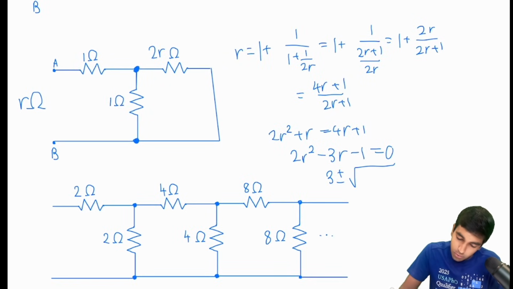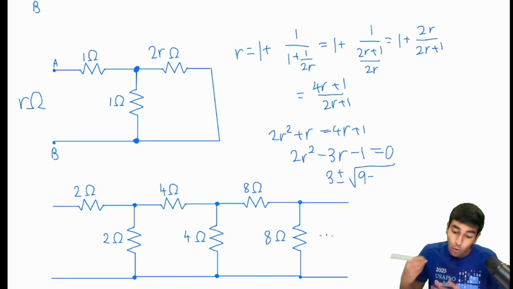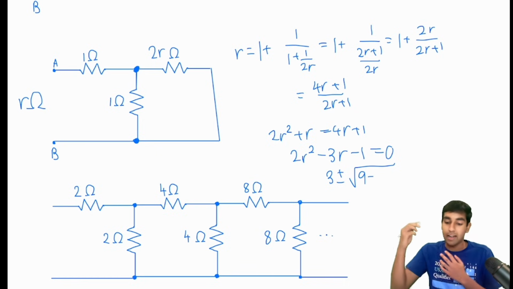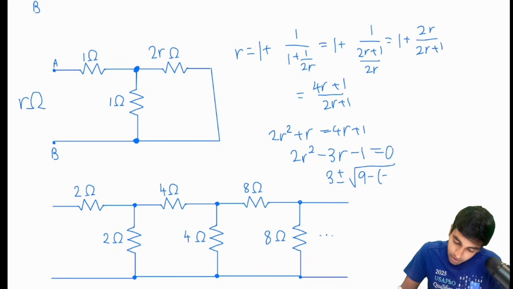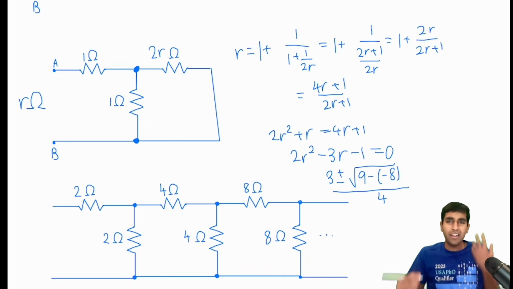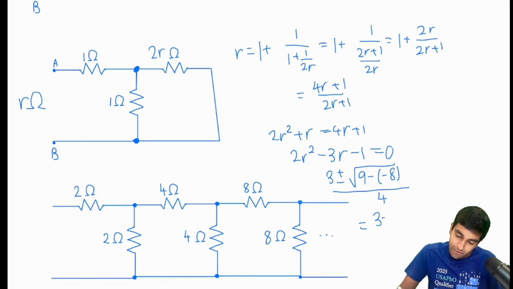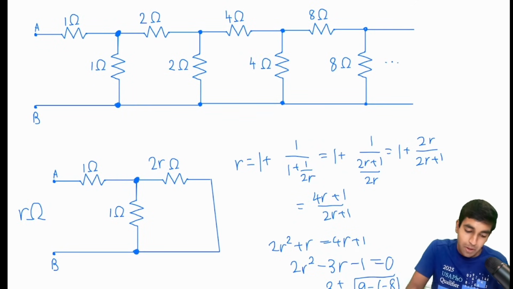And now we just quickly use the quadratic formula: 3 plus or minus the square root of b squared, that's 9, minus 4ac. 4ac is 4 times 2 times negative 1, that's negative 8. So 9 minus negative 8. Then we divide all of that by 2 times 2, 4. The resistance cannot be negative, so we just take the positive value: 3 plus the square root of 17, all over 4. And that's our answer. That is the equivalent resistance between points A and B.